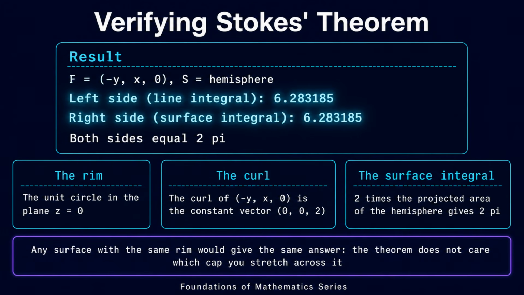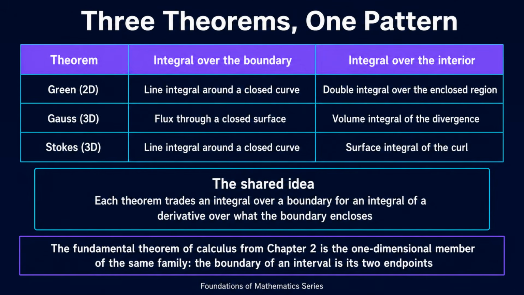6.283185. For the right-hand side, the curl of this field is the constant vector 0, 0, 2. Integrating it against the normal over the hemisphere gives 2 times the projected area, so the answer is again 2 pi. Both sides equal 2 pi. And this is where the earlier remark pays off. We could have stretched a flat disk across the same rim instead of a hemisphere, and the answer would not change. Step back and look at the 3 results side by side, because they are one idea wearing 3 costumes.